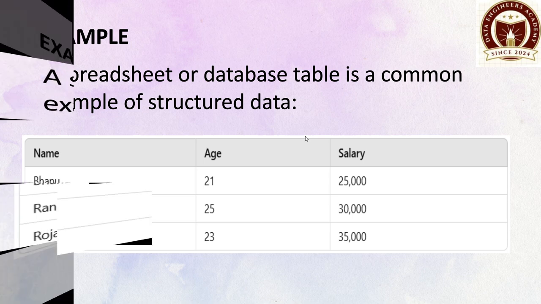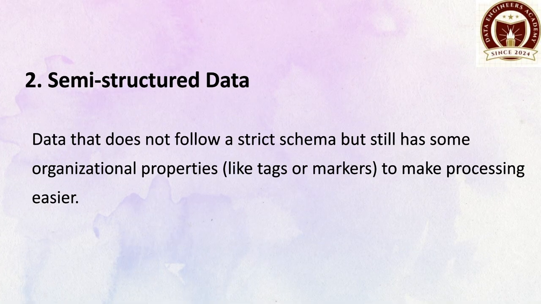Next one is semi-structured data. Semi-structured data does not follow any strict schema, but it has some organizational properties like tags or marks. Flexible schema allows easy adaptation to changing data formats, organized in a hierarchical or nested format. Examples are JSON and XML. It can be stored in a NoSQL database or flat files.